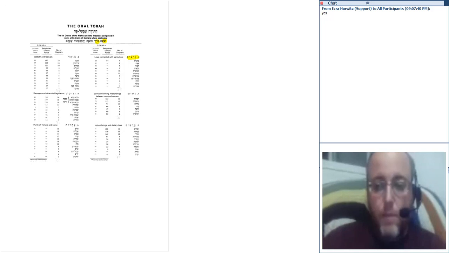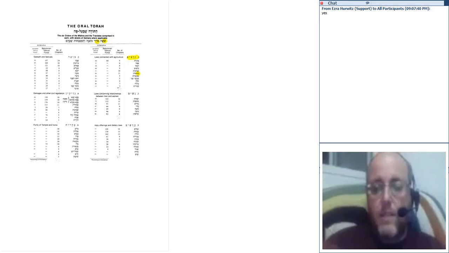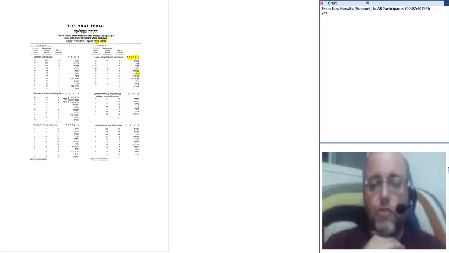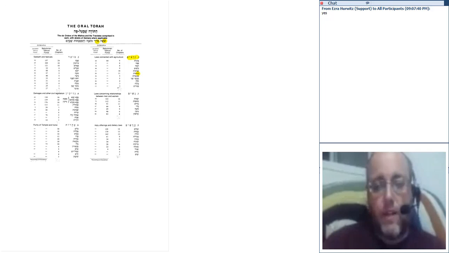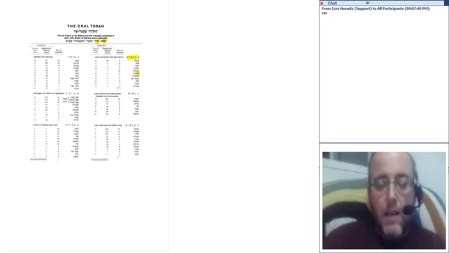It has different meanings to we who live in the post temple era, but this deals with things like truma and maaser, the tithes and obligatory gifts to the Kohanim and the Levi'im that have to be separated out from agricultural produce that's grown in Eretz Yisrael. Bikurim, first fruits that have to be brought as a sacrifice, as it were.